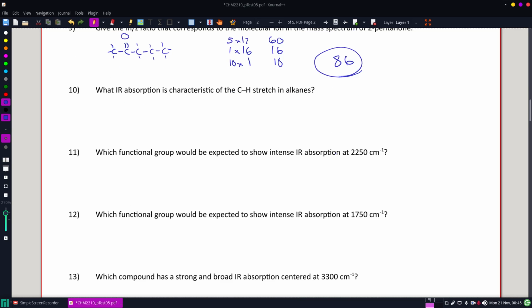Alright. Next one's easy. What's the IR absorption characteristic for CHs and alkanes? Alkanes are the lowest value. That's going to be just under 3,000, at 2950 is where we look for it. Next one, what functional group is expected to show an intense absorption at 2250? Intense would be a nitrile. Just under 2200 would be just an alkyne, but we wouldn't expect it to be intense.